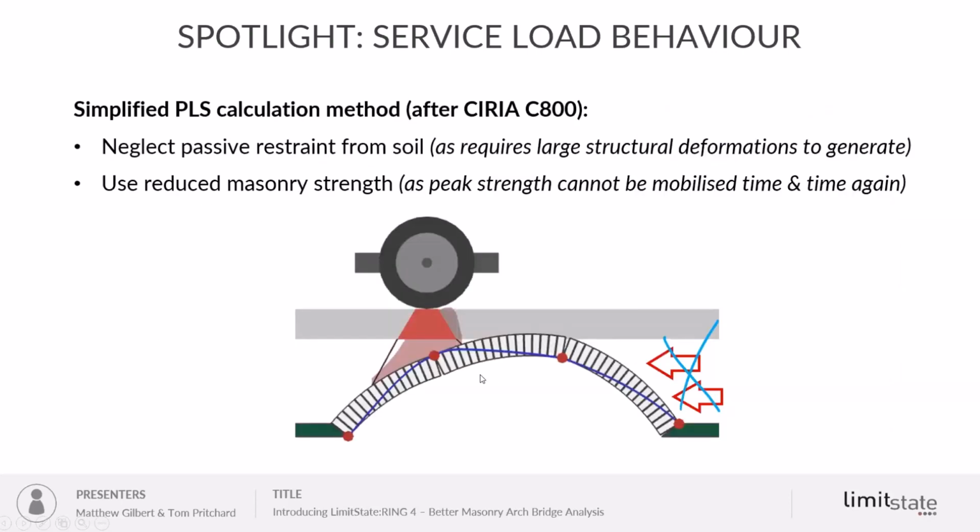In terms of what the calculations look like, it's the same calculation engine that we're using for the ultimate limit state. The key thing is that some of the inputs of the calculation are changed. So in simple terms, and this does oversimplify it, with more details in the next webinar, we neglect passive restraint because in reality it would require large structural deformations to generate it, and we can't sustain those time and time again. Similarly, we use reduced masonry strength as the peak strength can't be mobilized time and time again.